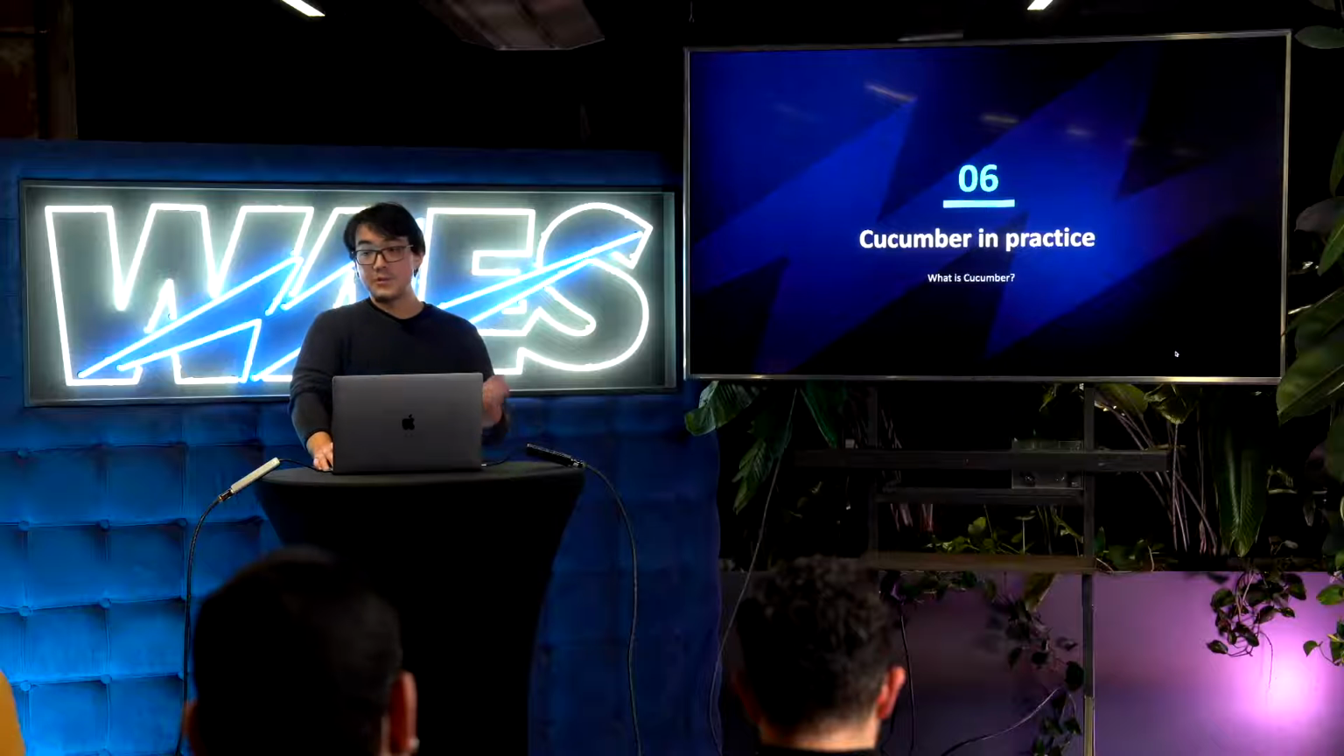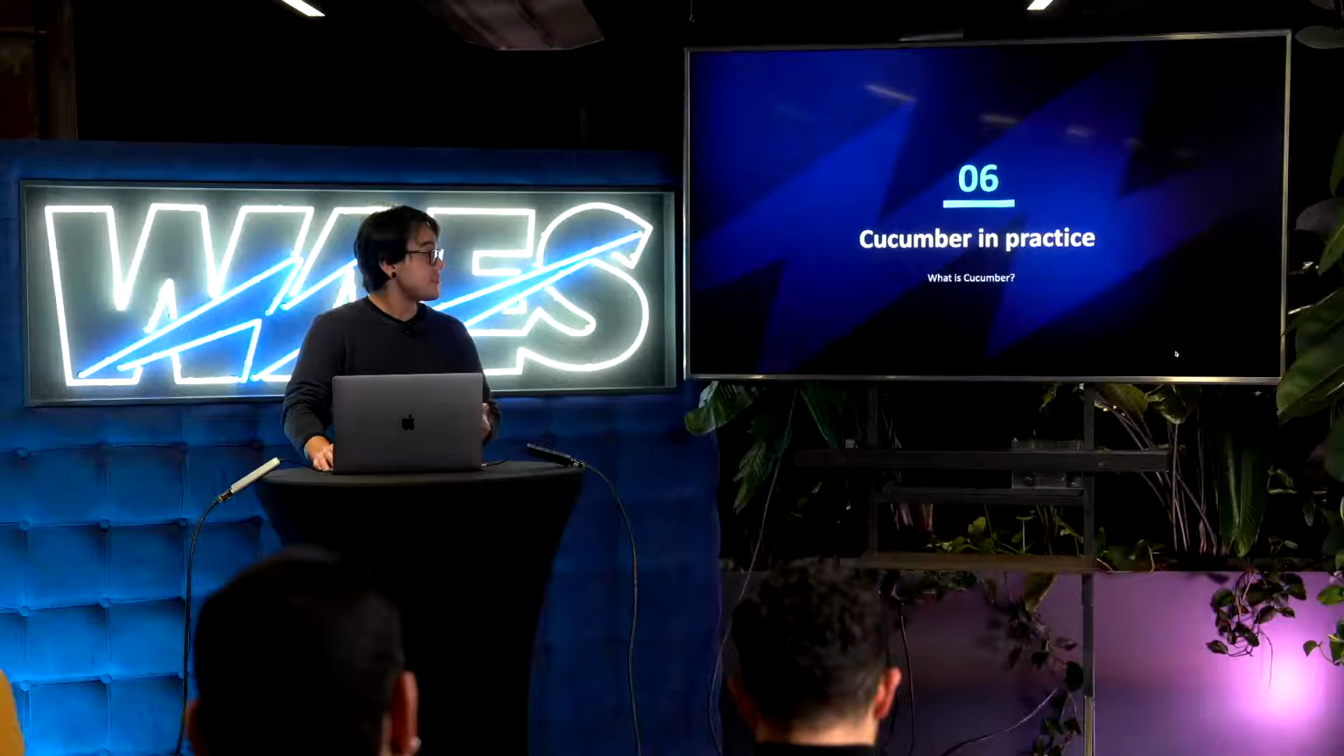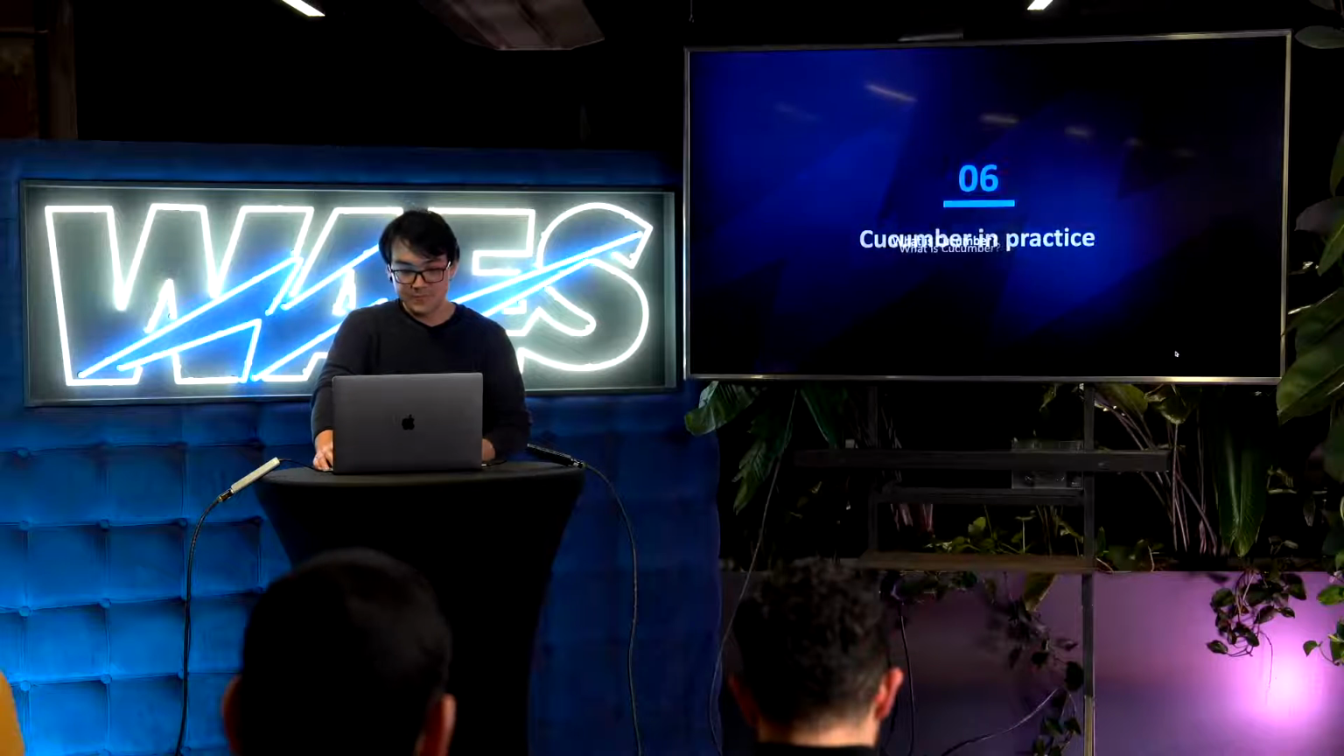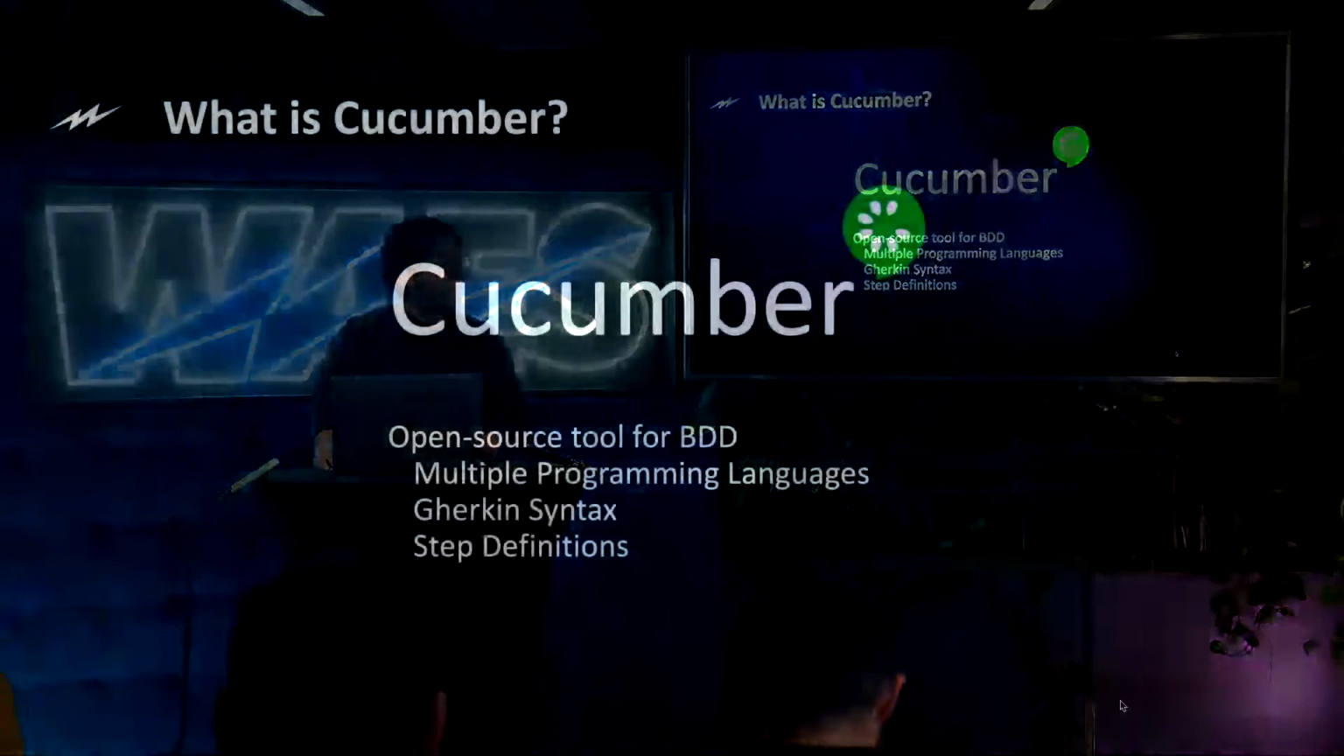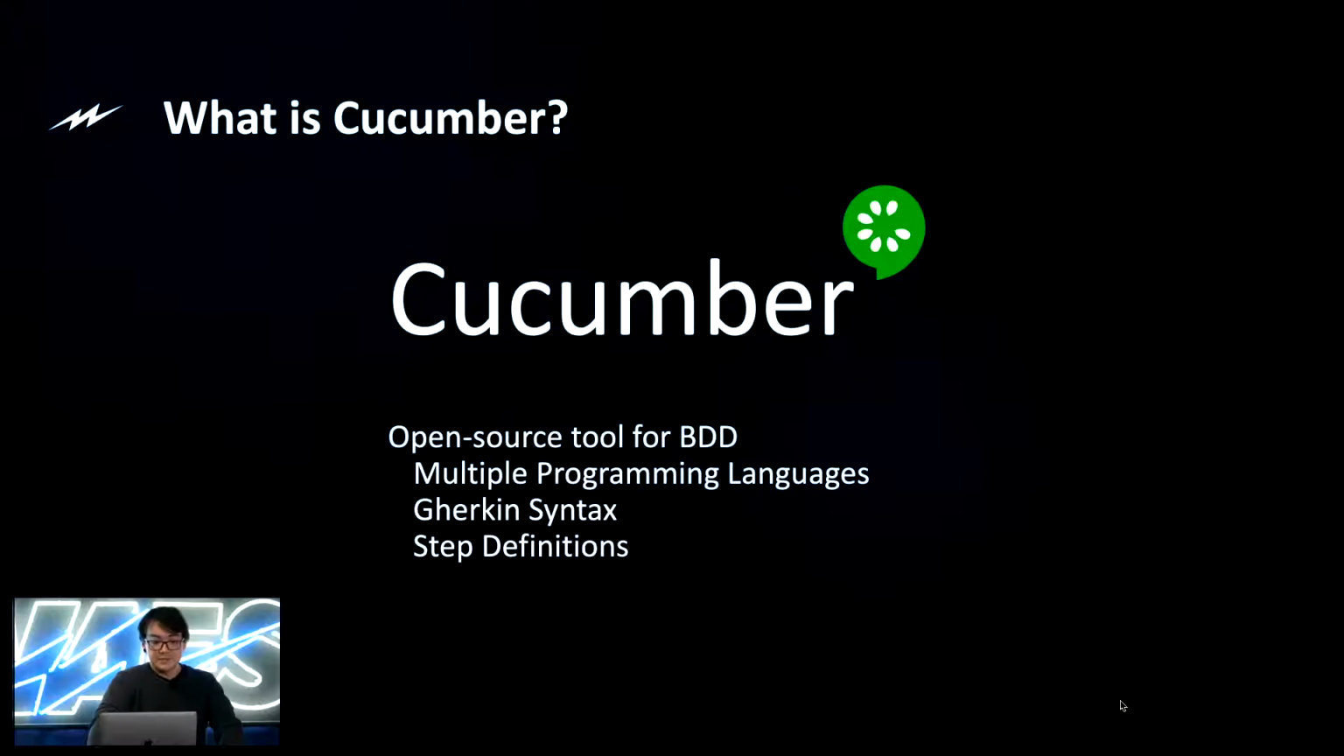So now, Cucumber in practice. What is Cucumber? Cucumber is an open source tool for BDD. It supports multiple programming languages. You can use a lot of programming languages within Cucumber. It uses Gherkin syntax, and also it's based on step definitions. These step definitions are the steps your users are going through in your application.